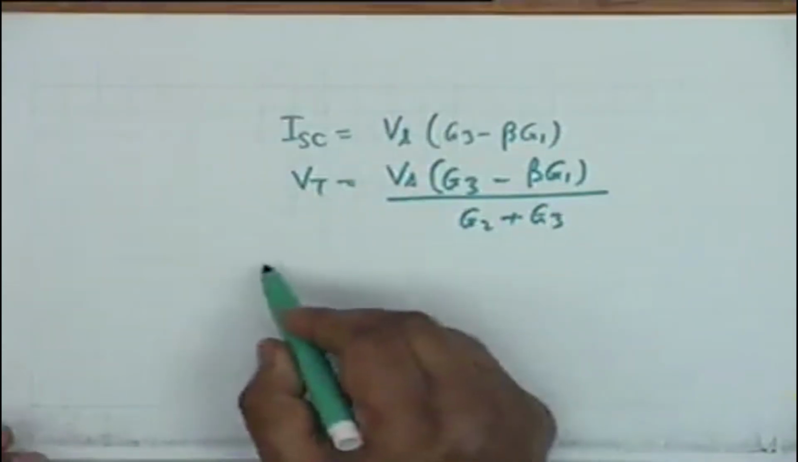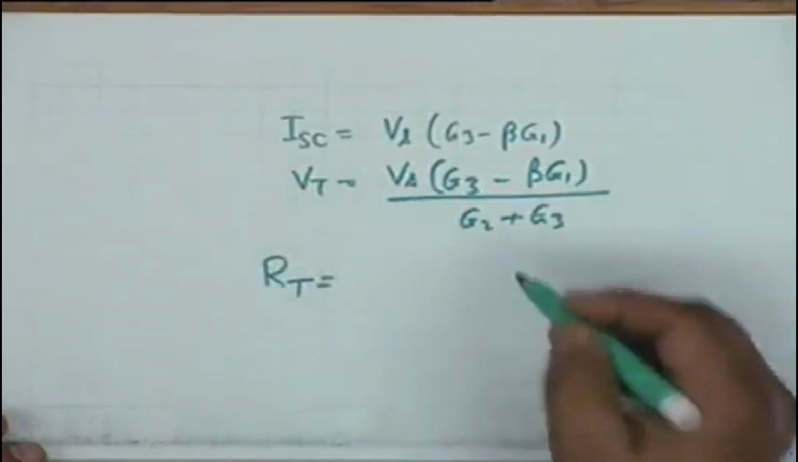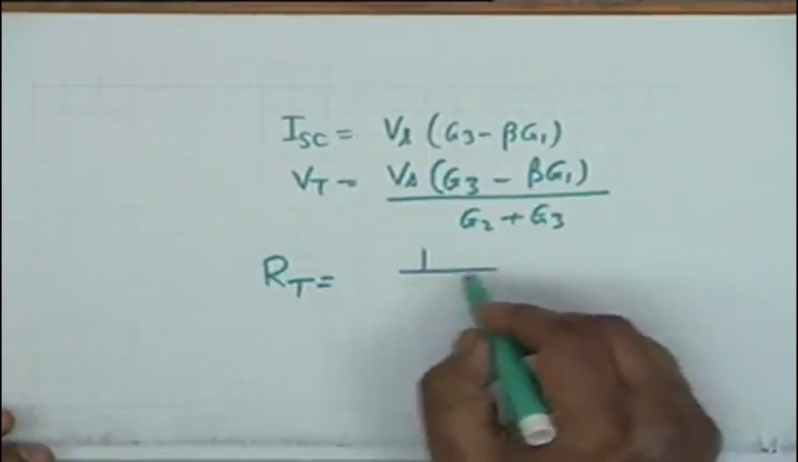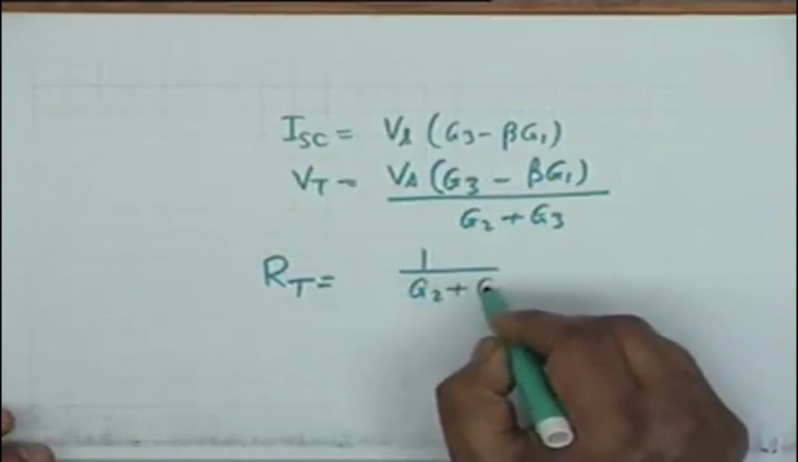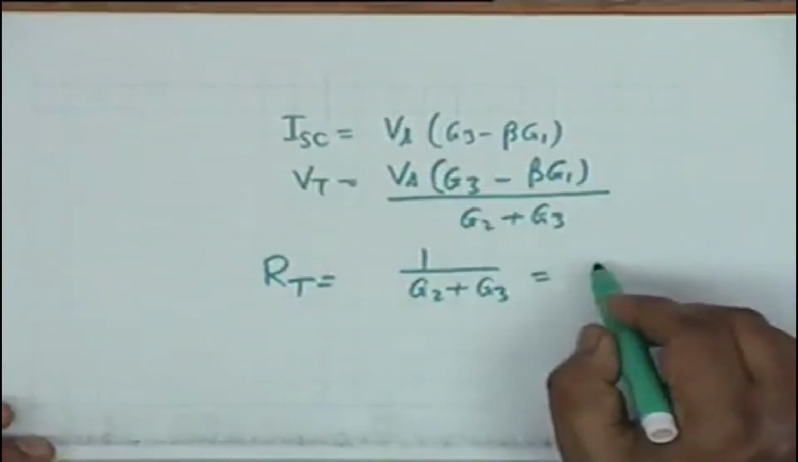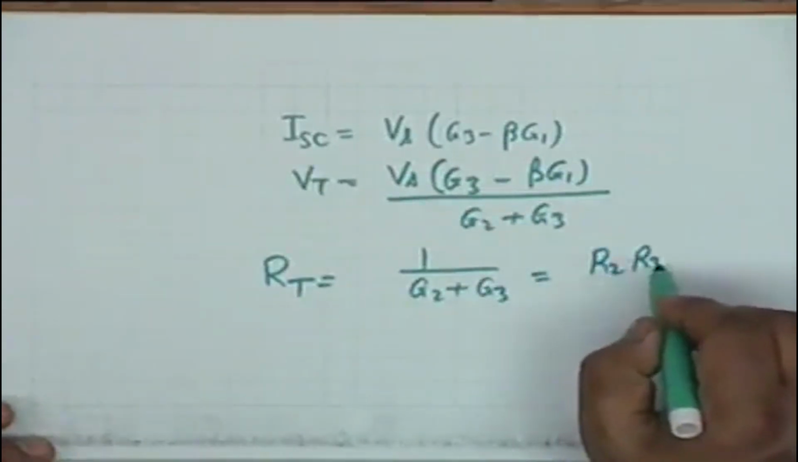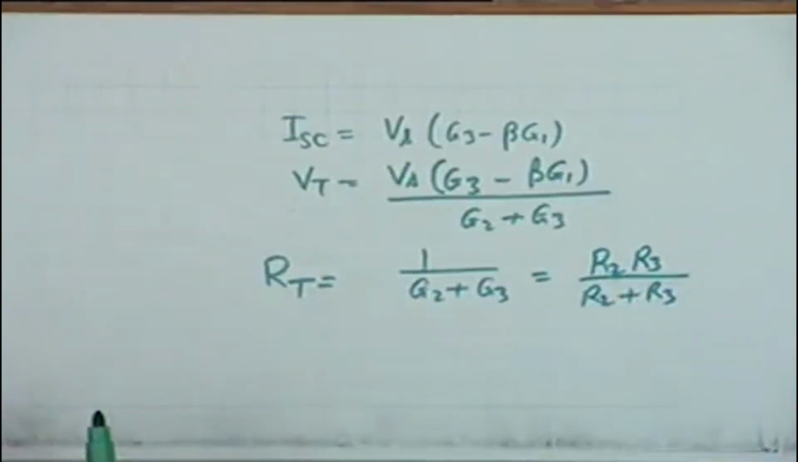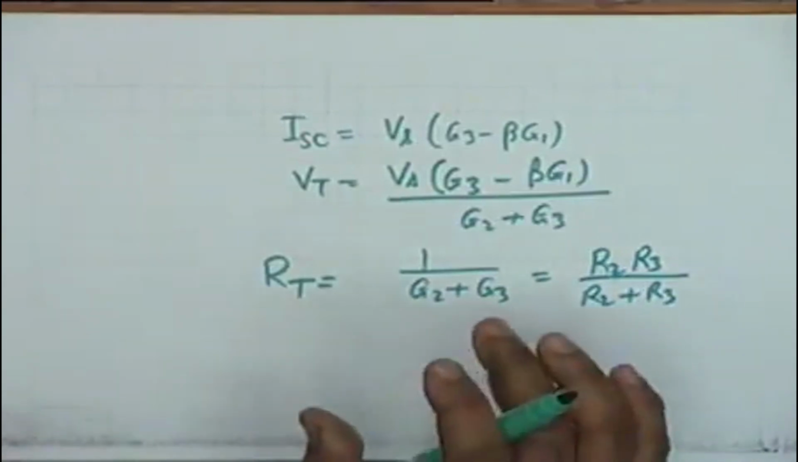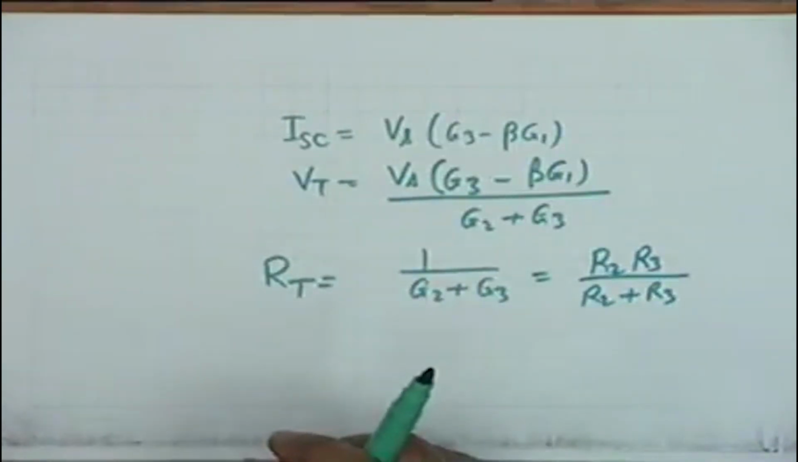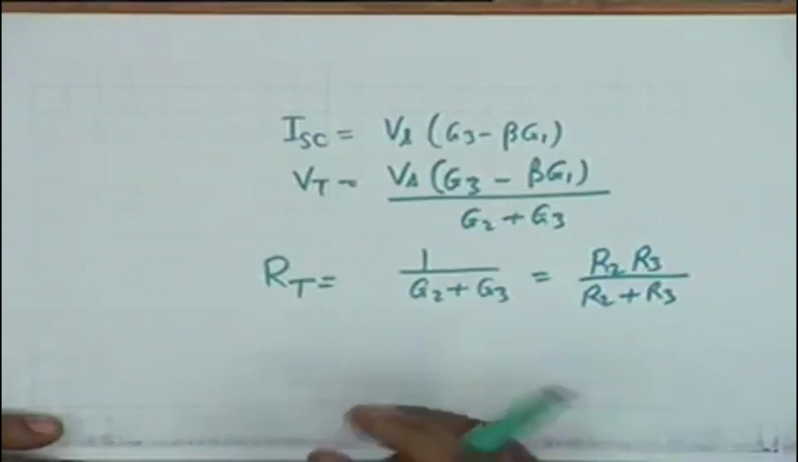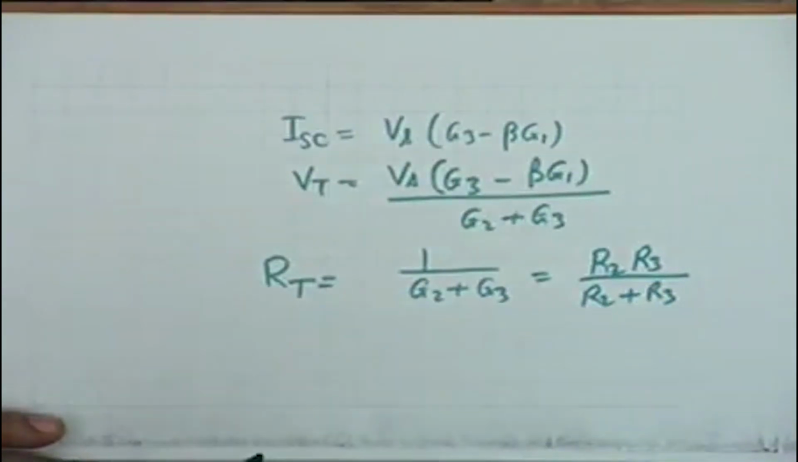And by definition, RT shall be the ratio of the two. What does the ratio give? 1 over G2 plus G3, which is precisely equal to R2 R3 divided by R2 plus R3. So we have been able to find out the equivalent Thevenin resistance by either method. Now it is for you to judge which method was better in this case.